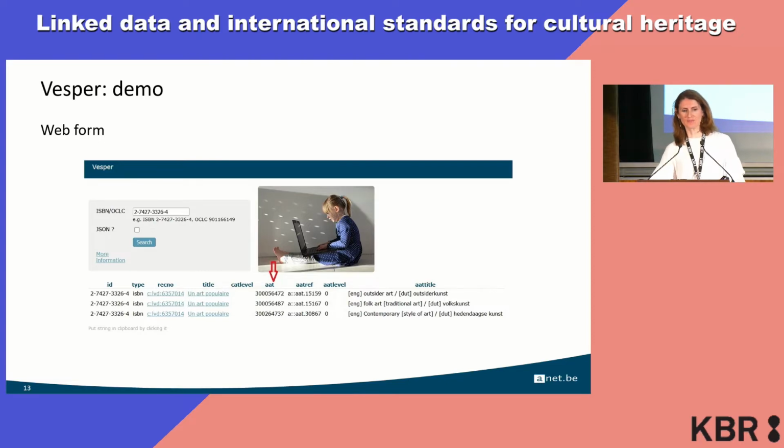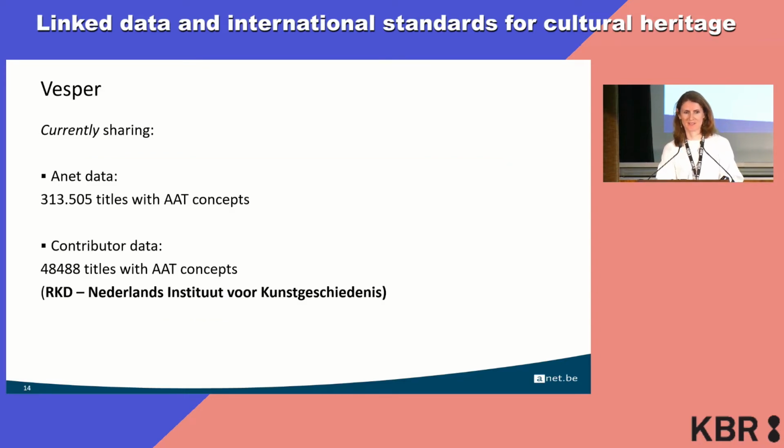And we also have an API, so this is manual work for catalogers. If you click there, more information in the gray area, then you can come to the documentation for the use of the API. Next slide, please. So we currently share through Vesper around 313,000 titles with AAT concepts.